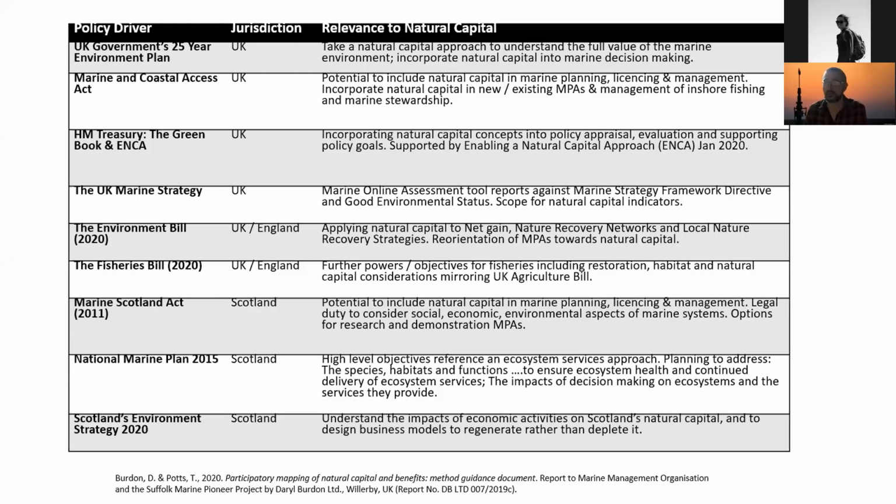So whether this is through applying natural capital to net gain or nature recovery networks, reorientation of MPAs towards more natural capital approaches, or through more operational means. I haven't listed the farming bill here, but there are really strong implications there for restoration of terrestrial systems by farmers, which essentially is an ecosystem services approach. And so that could potentially flow on to new requirements for fisheries or fishing communities to restore local systems. So there are a whole range of different policy drivers here.